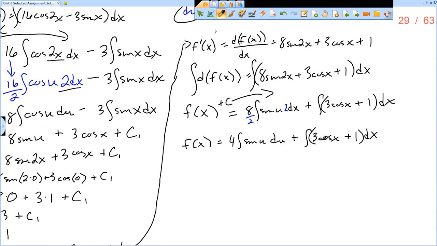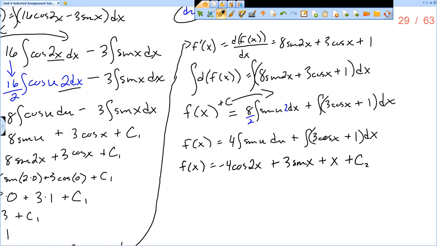All right, so now I have f of x equals. I'm going to integrate. 4, integral of sine is negative cosine. So negative cosine of u, but remember u is 2x, plus integral of 3 cosine. So 3 times the integral of cosine, which is sine x, plus the integral of 1, which is x, and then plus the c, we'll call that c sub 2.